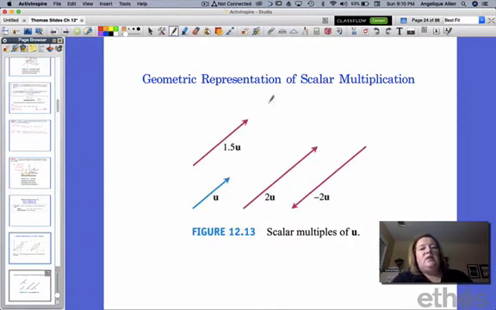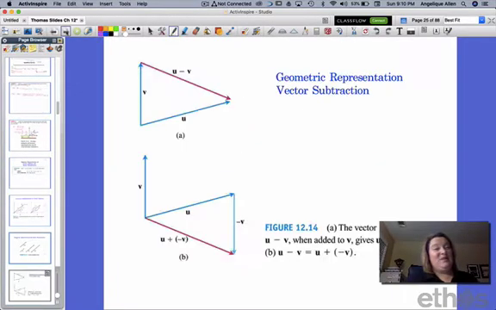Okay, so scalar multiplication, if we've got u here, and it's going in the direction the arrow indicates, 2u would be twice as long and going in the same direction. 1.5u would be 1.5 times as long, and negative 2u would be twice as long but going in the opposite direction. So that's a pretty simple concept. We just always want to make sure we understand the geometric representation of an operation if it exists, okay, which implies that it won't always exist.